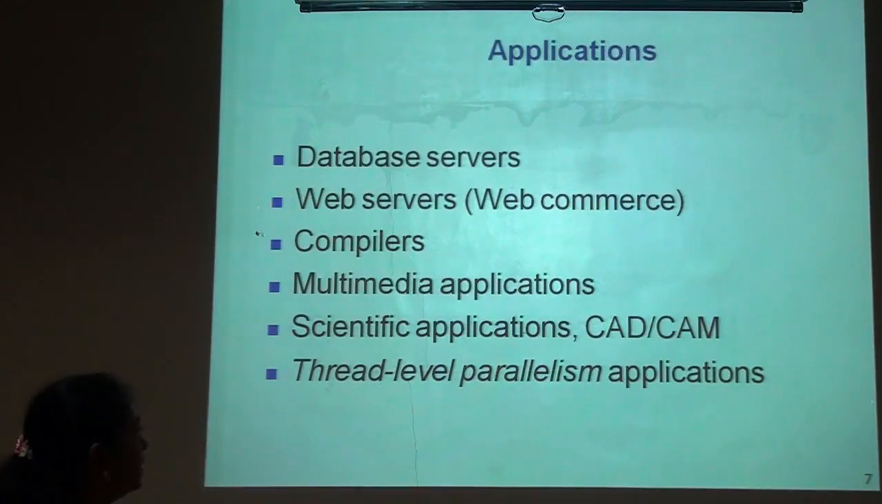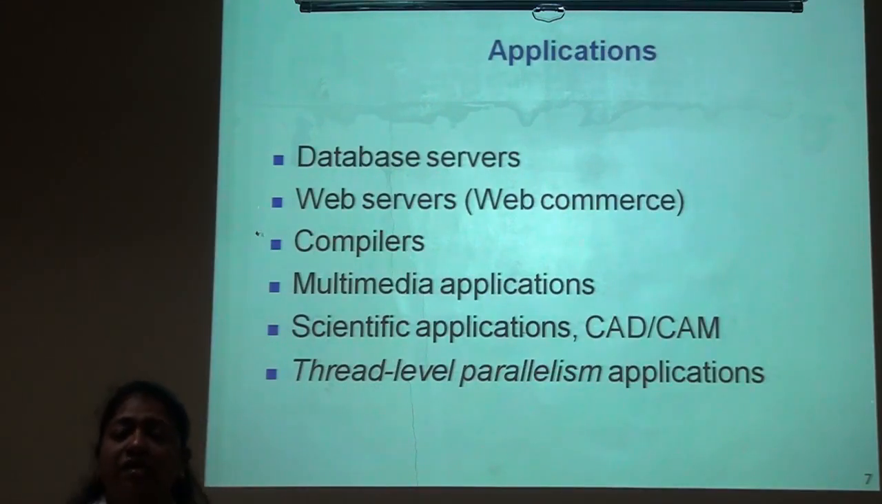And the next one is thread level parallelism applications, because here a single program can be executed in parallel and the data can be taken. Here, why we are going for thread level parallelism is that we have parallelism in terms of ILP, DLP and TLP.